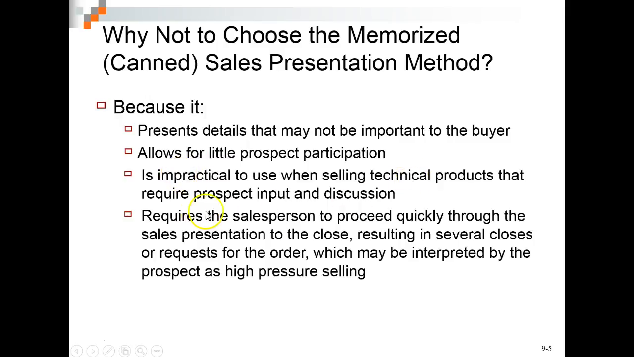It's impractical when selling technical products and requires the salesperson to move rather quickly, straight to the close. Bam, bam, bam. And that ends up being a high-pressure selling situation. We end up feeling like they're pressuring us because they're hurrying through a script, in part because they've only memorized that script, and so if they go off script they're kind of lost. So this ends up sounding like high pressure. I'm at your door, I want to sell you something, I'm saying a script that might not even be in the language I was born with, and let's hurry up and get this done.